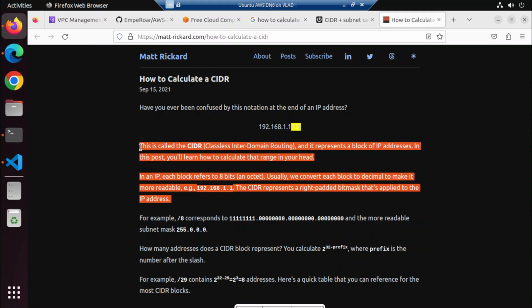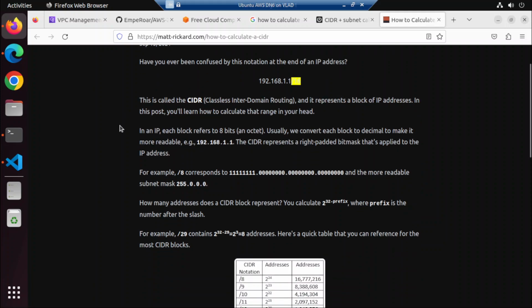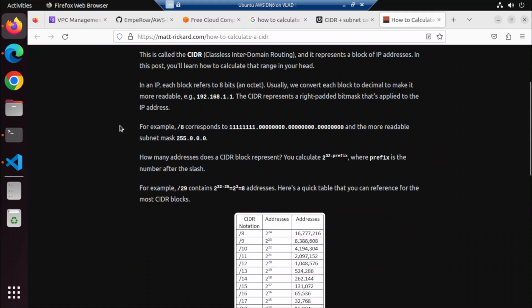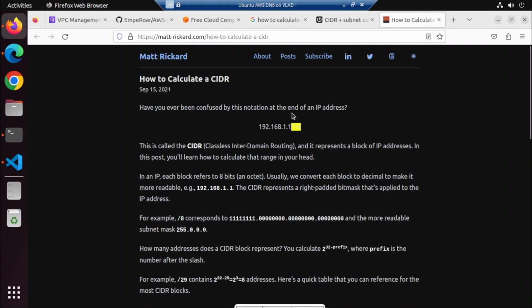20 how many years ago? 18 years ago. Damn, that's so long. Yeah, but I already forgot how to do this. How to calculate CIDR.